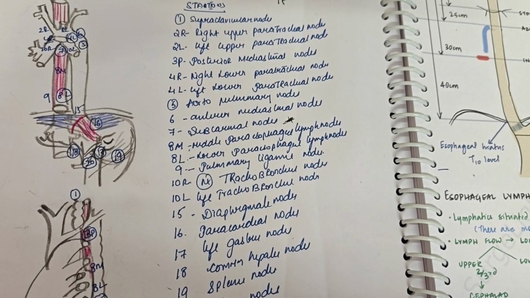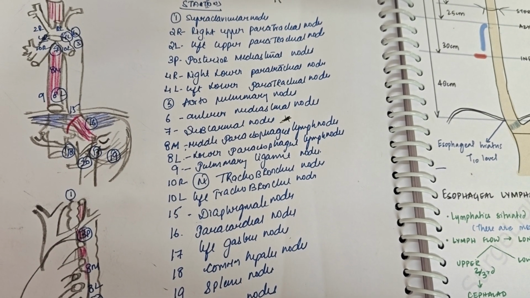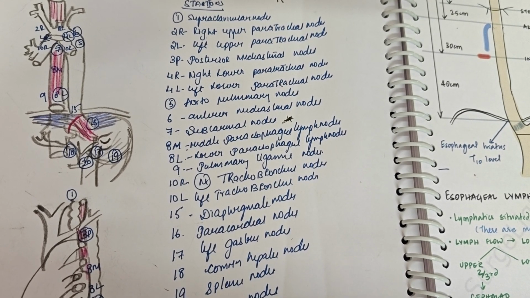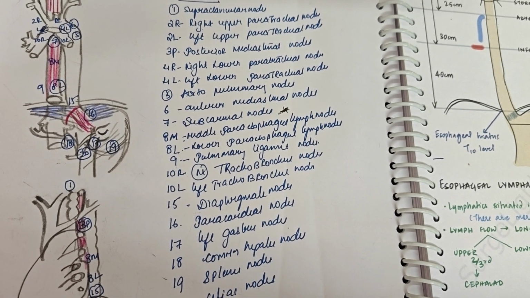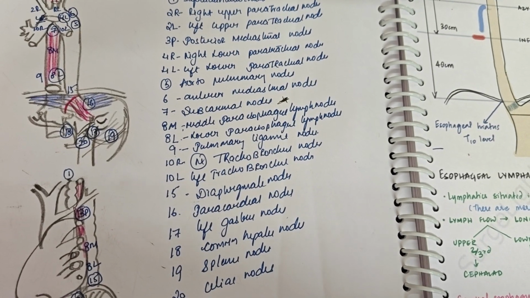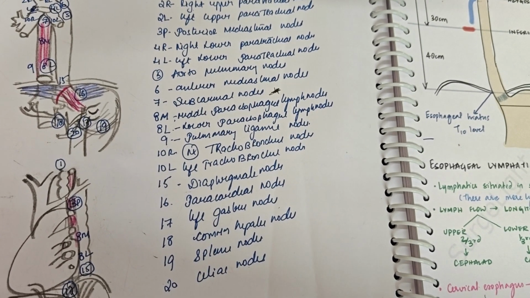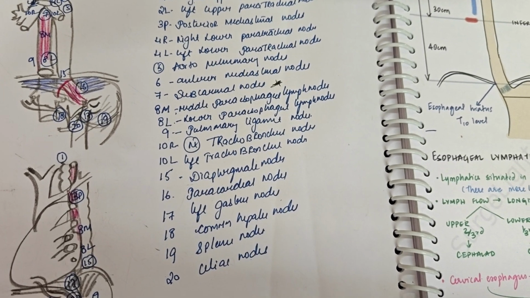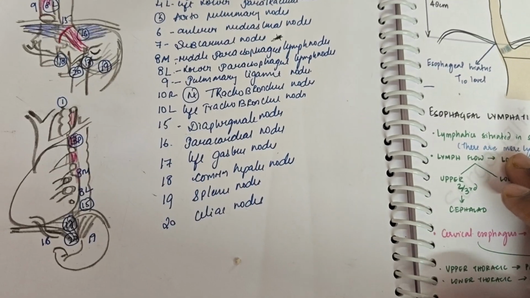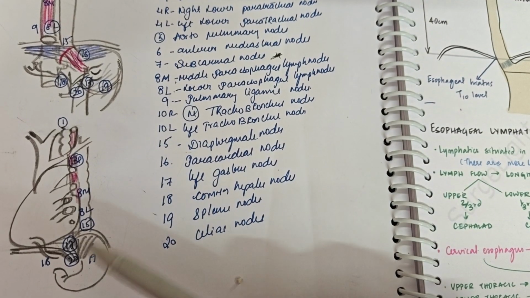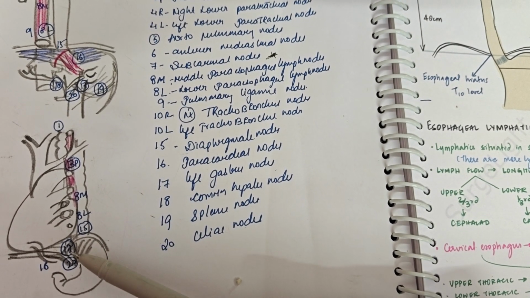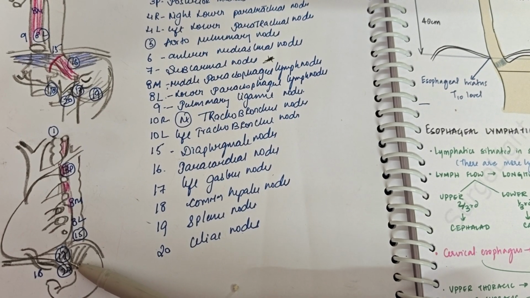8M is the middle paraesophageal lymph node. 8L is the lower paraesophageal lymph nodes. 9 is the pulmonary ligament nodes. 10R is the right tracheobronchial nodes. 10L is the left tracheobronchial nodes. 15 is the diaphragmatic nodes. 16 is the paracardial nodes.